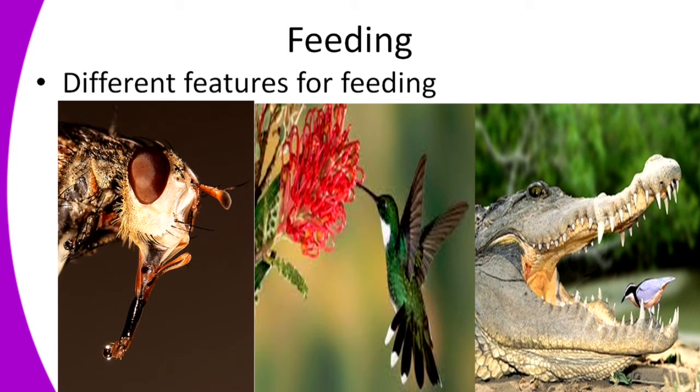Then we have a crocodile. It does not have all these other features that we have mentioned, but it has teeth which are very strong that it uses for chewing and biting its prey.